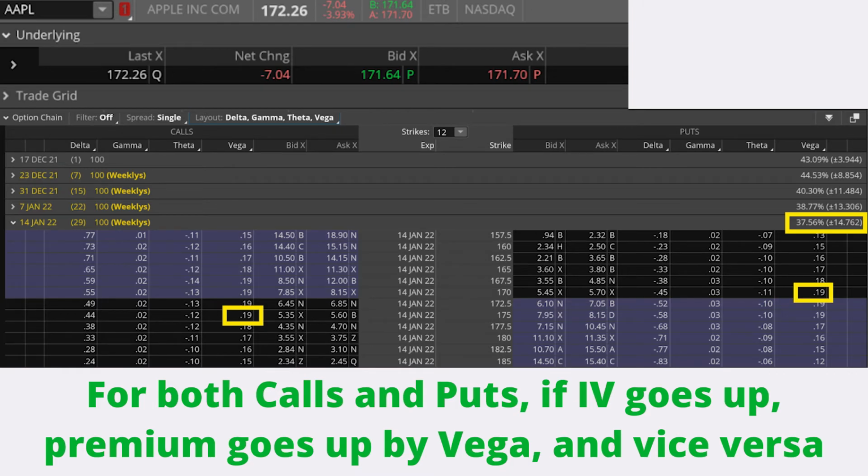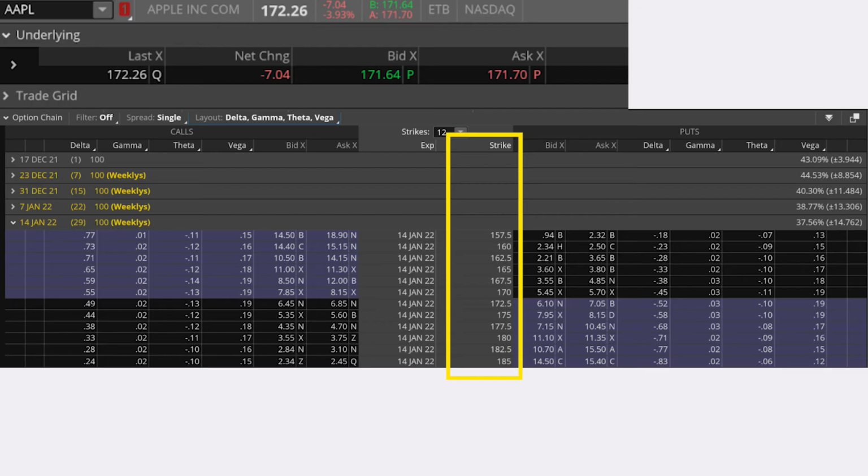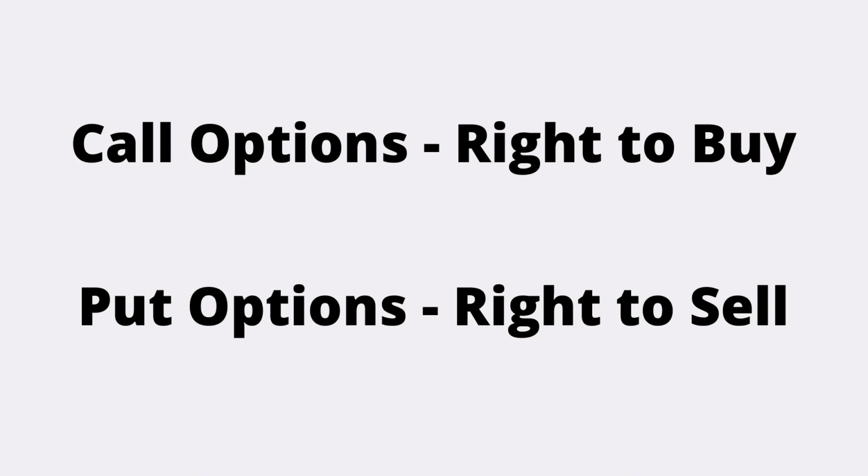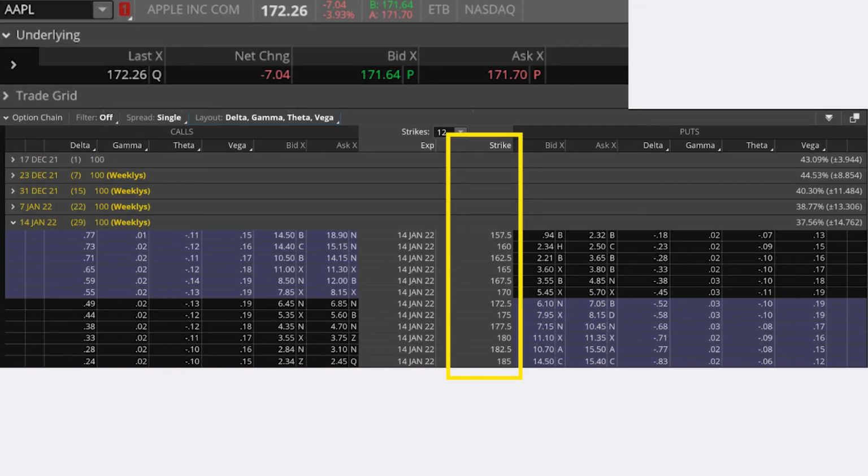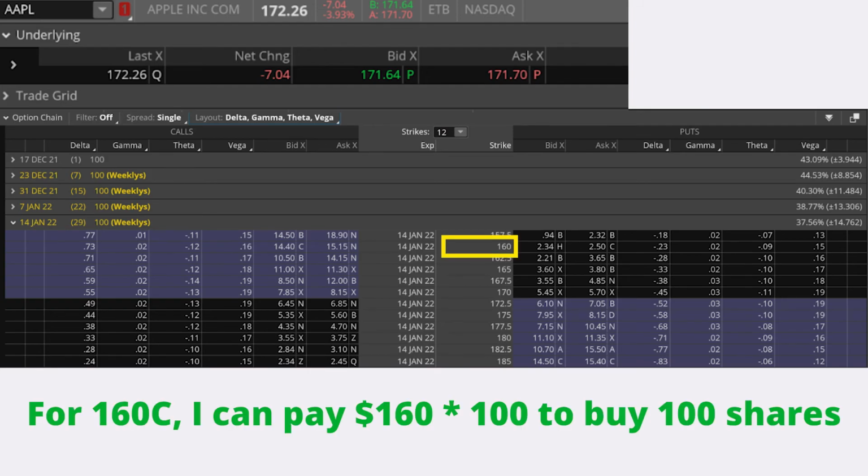Let's take a look at strike prices. Strike prices are the price points at which the contracts are exercised. Could be bought for calls or sold for puts. Let's say if I'm holding an Apple call at 160 strike, I can exercise my call and buy 100 shares at $160 each. I can then sell the shares at market, pocketing the difference in strike and market.